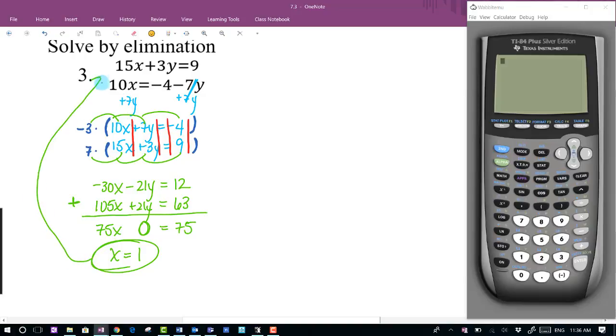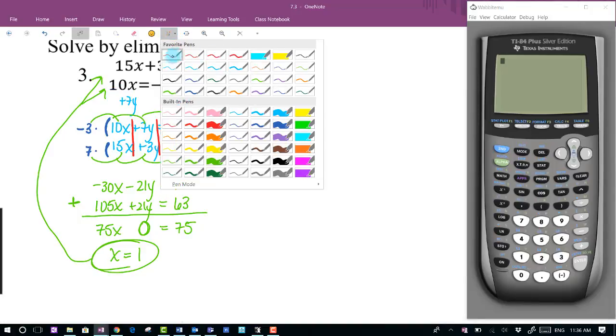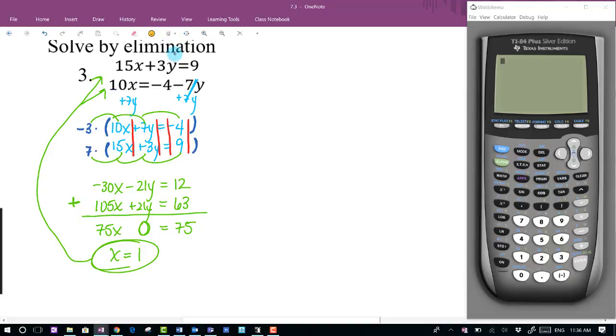I do need to take this now and plug this back into one of the other two equations, the original ones preferably, to find out what my other coordinate is going to be, or what y will be. So I'm going to choose the one on the bottom. So I'm going to take 10, and instead of writing x, because x is now 1 or equivalent to 1, I'm going to write 10 times 1 equals -4 minus 7y. So I'm going to clean this up. 10 is going to be equal to -4 minus 7y.